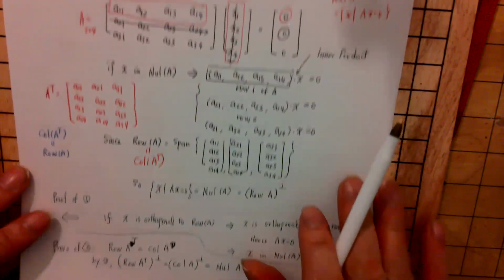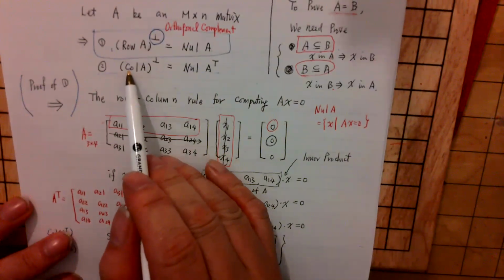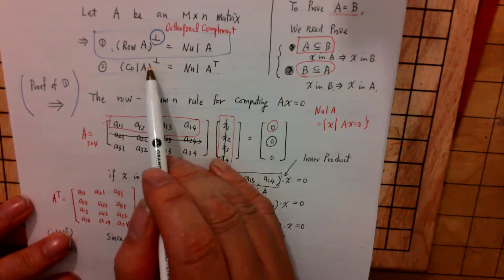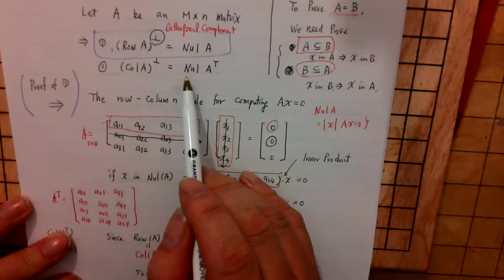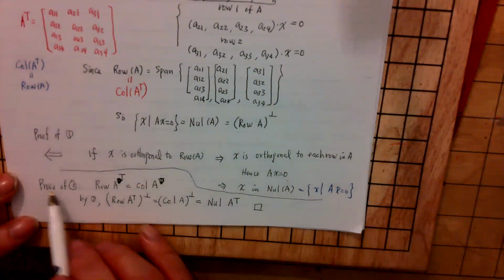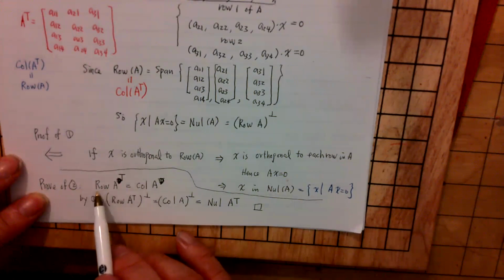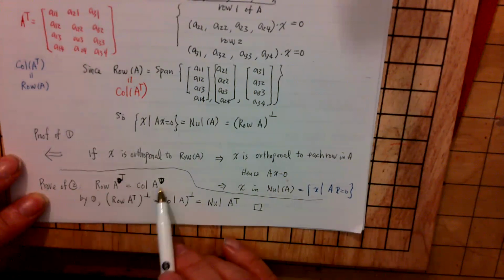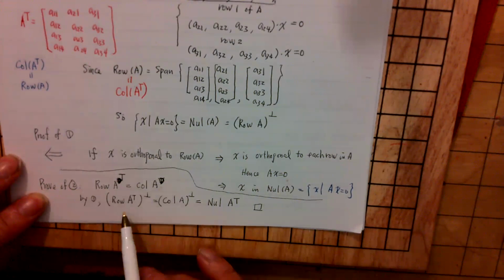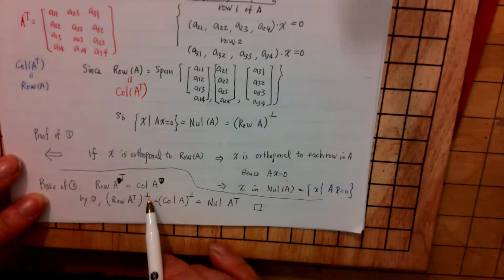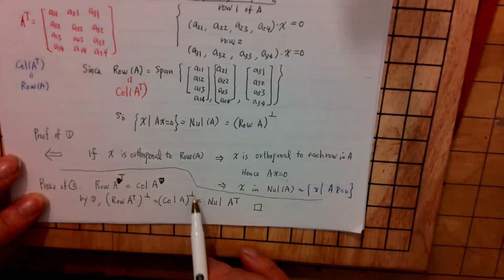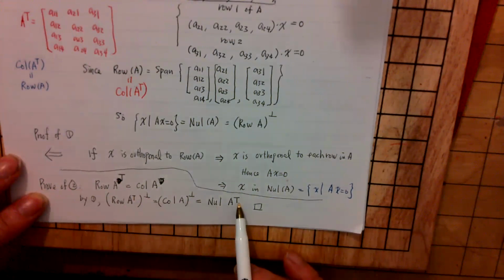And the second proof is very easy. The column A orthogonal complement is Null A transpose. This doesn't need a big proof. Just use the one we proved earlier. If I call row A transpose column A and plug it in, earlier, Row A transpose complement is column A complement, which is Null A transpose. You just plug in the outcome.